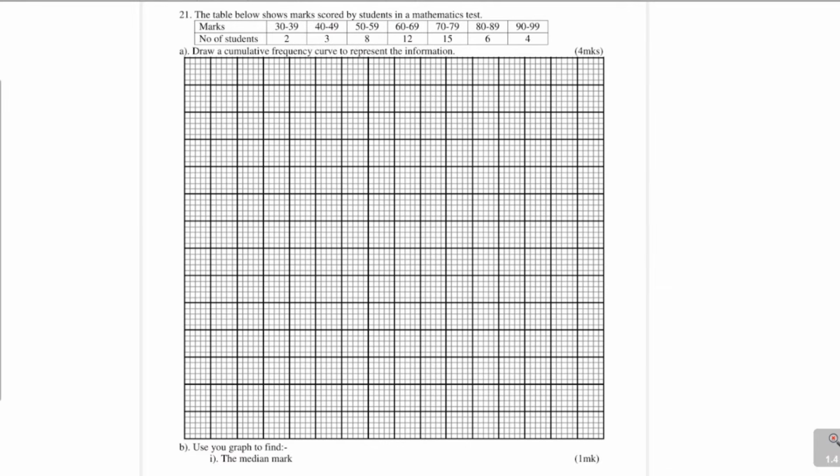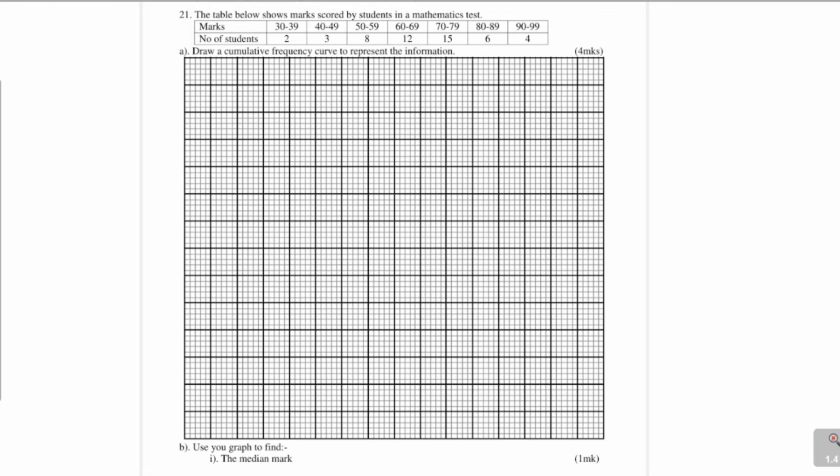Question 21. The table below shows the marks scored by students in a mathematics test. So you have the marks, you have the number of students. Draw a cumulative frequency curve, also known as the ogive, to represent the information. Now, to draw the cumulative frequency curve, we plot cumulative frequency against the upper class boundaries.